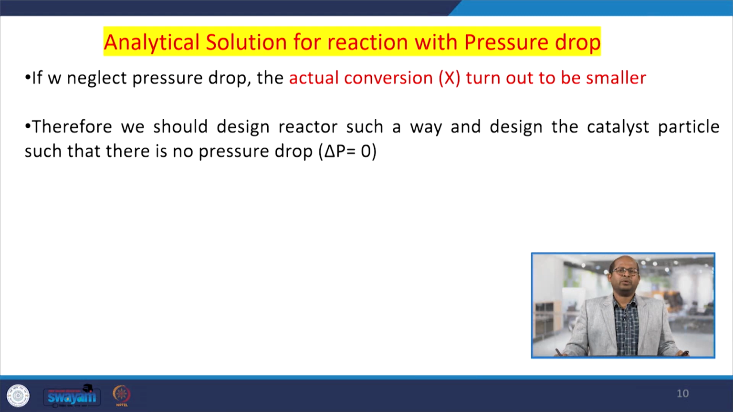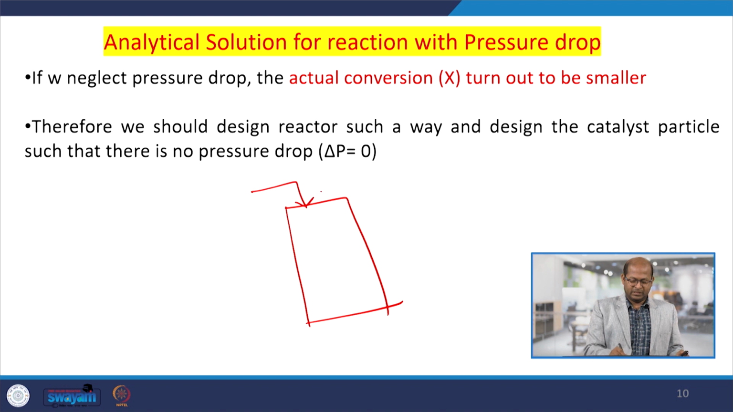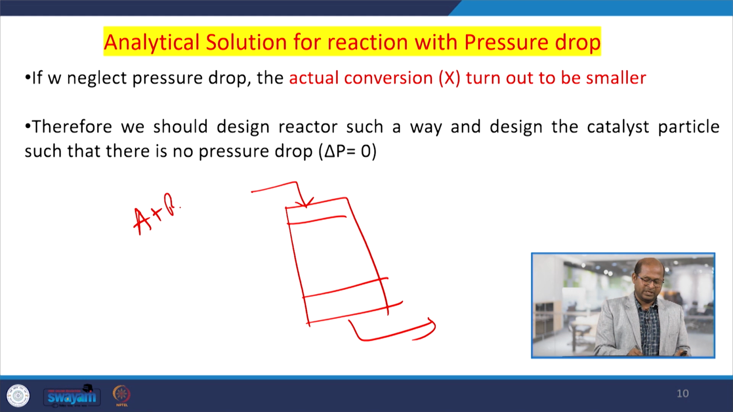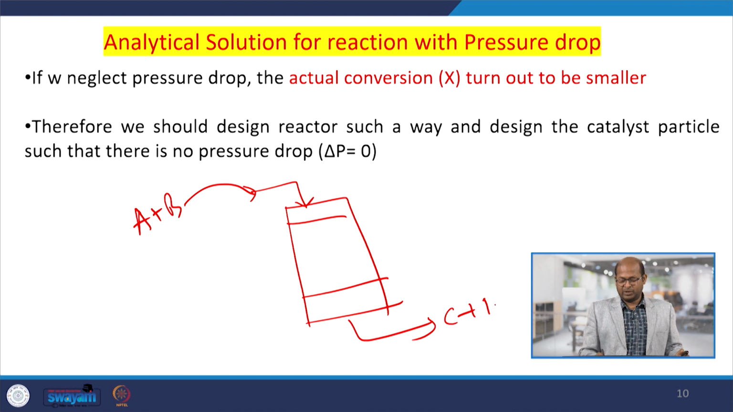So, whenever we are going to design a particular reactor, we should always aim for no pressure drop, so we have to design the reactor in such a way. Let us say this is the packing. Here reactants A and B are passing through, this is the inlet, and here we get the product. We have to place the catalyst in such a way that no pressure drop develops inside of the bed.